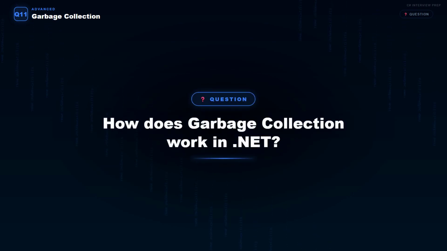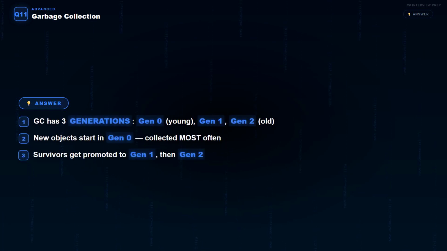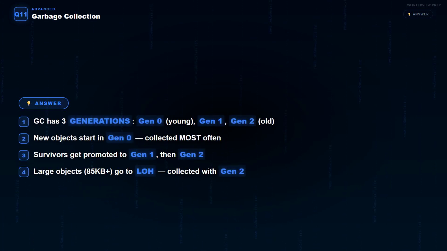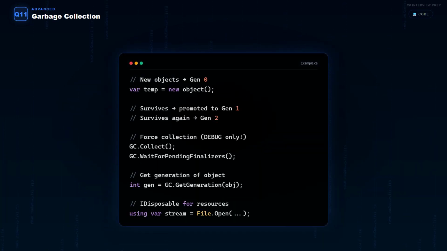Question 11. How does garbage collection work in .NET? The garbage collector uses 3 generations. Generation 0 holds new objects and is collected most often. Generation 1 holds objects that survived one collection. Generation 2 holds long-lived objects and is collected least often. This generational approach is very efficient. Large objects over 85 kilobytes go to the large object heap, which is collected with Generation 2. Use IDisposable for unmanaged resources.